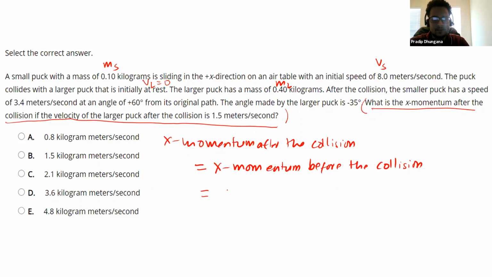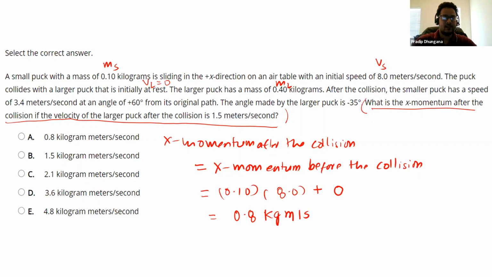So the mass of the small puck is 0.10, velocity is 8.0, plus for the larger puck, which collides while initially at rest, its velocity is 0, so mass times velocity is also 0. So its momentum is 0, and it becomes 0.1 times 8, which is 0.8 kilogram meters per second. So the correct choice for this problem is A, that is 0.8 kilogram meters per second.